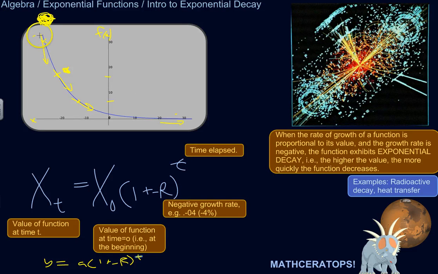Or if you're talking about half-life, then t would represent the number of half-lives. If the half-life of something is 6 billion years, then x of t would be 2 cycles of that half-life. That 2 would represent a period of 12 billion years, 2 of those half-lives. So that's what that t represents. It can represent any time cycle, depending on what kind of growth rate you're talking about. All right, that's exponential decay.